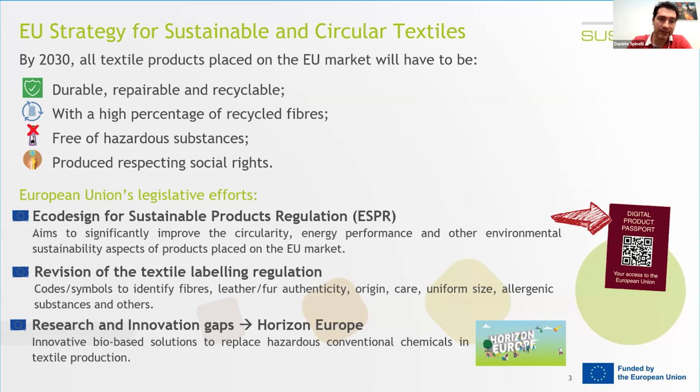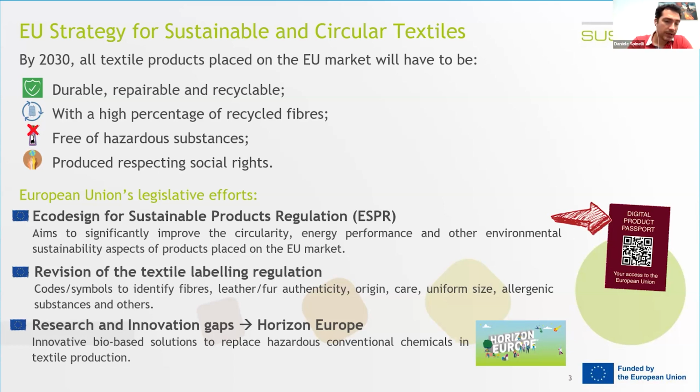At the moment, for example, at European level, we are taking into account the environmental and health problems generated by the use of fluorinated compounds, mainly for finishing of materials. And the last part is related to producing while respecting social rights. In terms of European Union legislation, we are moving to an eco-design for sustainable product regulation, connected to the development of the digital product passport, to improve the traceability of circular products, and to push the environmental sustainability aspects of products entering the EU market.